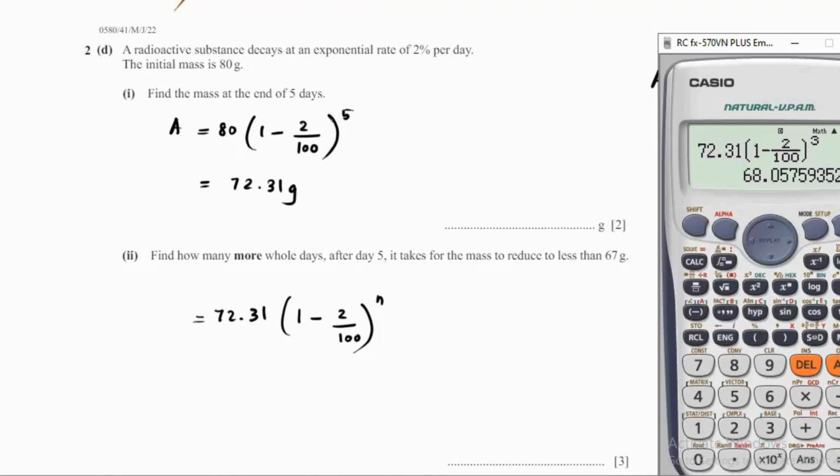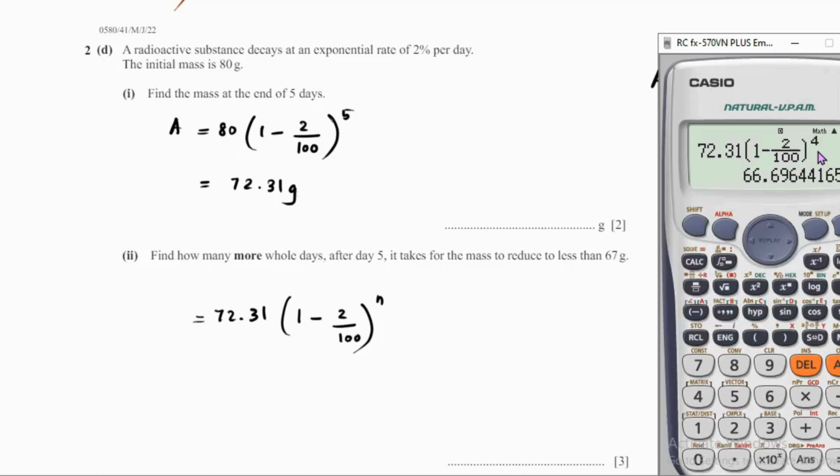So I need to keep changing this value for n. I'm going to make this a 3. Still, it's not below 67. I'm going to make this into a 4. When I make it into a 4, I get 66.69. This is the moment when it has gone below 67. It has to go below 67 grams, which means even if you have 67, you shouldn't be considering it. You should consider any amount that you get below 67. That happens when the value of n is a 4.